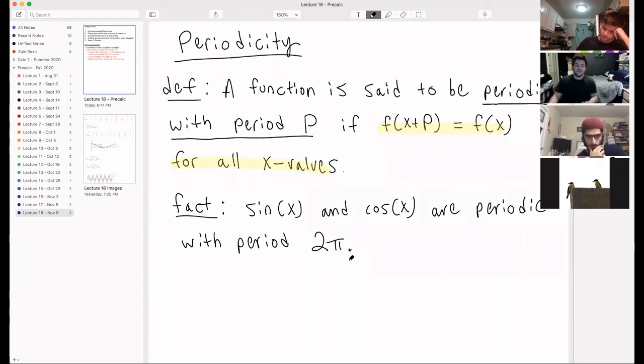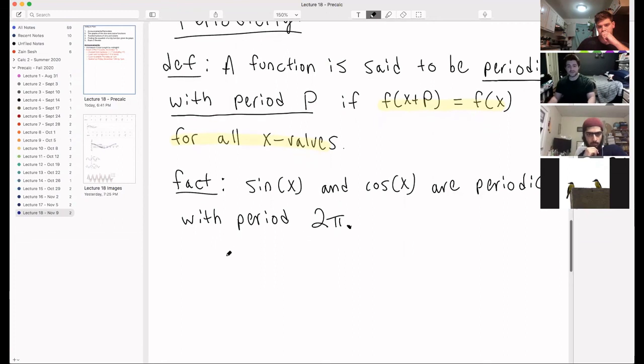So this is kind of captured in, if you have an angle and you rotate it 2 pi, you end up at the same exact angle. So sine and cosine cannot tell the difference between an angle and 2 pi plus that angle, because they look the same in the xy plane. So that's the intuition behind it. So sine of x and cosine of x are periodic with period 2 pi.